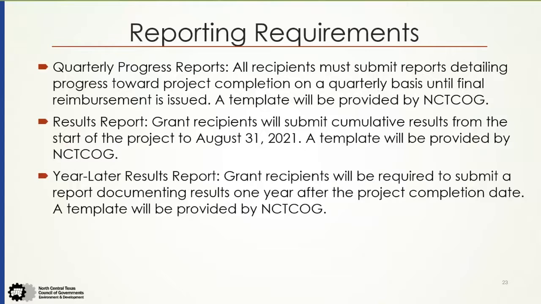The second reporting requirement is a results report that grant recipients will submit from the start of the project to August 31st, 2020. So this is essentially a cumulative results report. And as I mentioned, a template will be provided by COG. Then there is the later results report, in which grant recipients will be required to submit a report documenting results 1 year after the project completion date. And again, a template will be provided by COG.